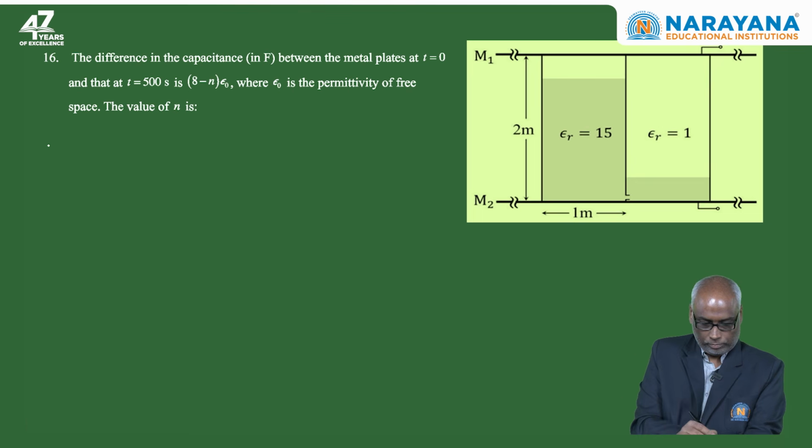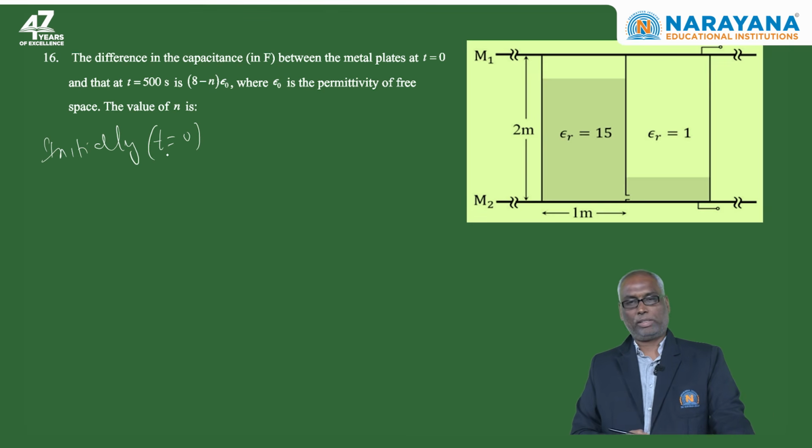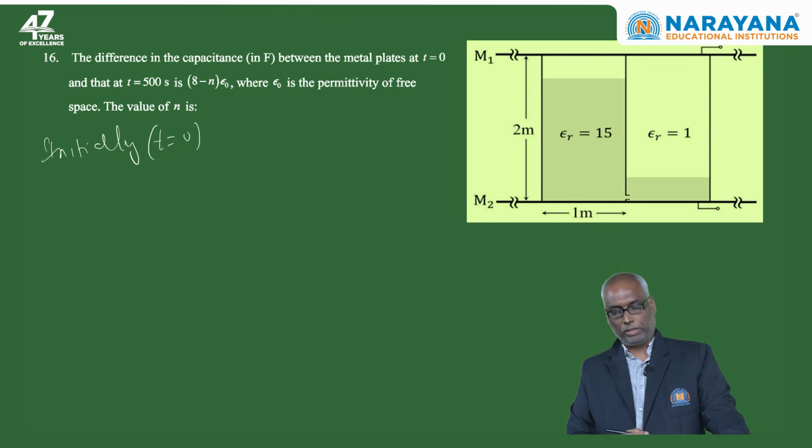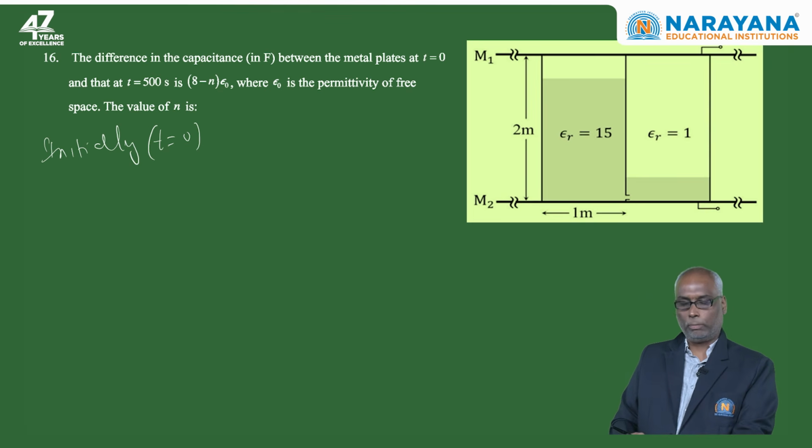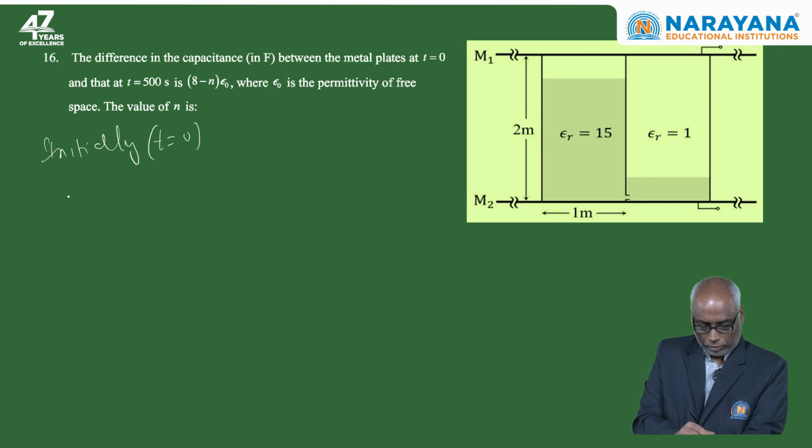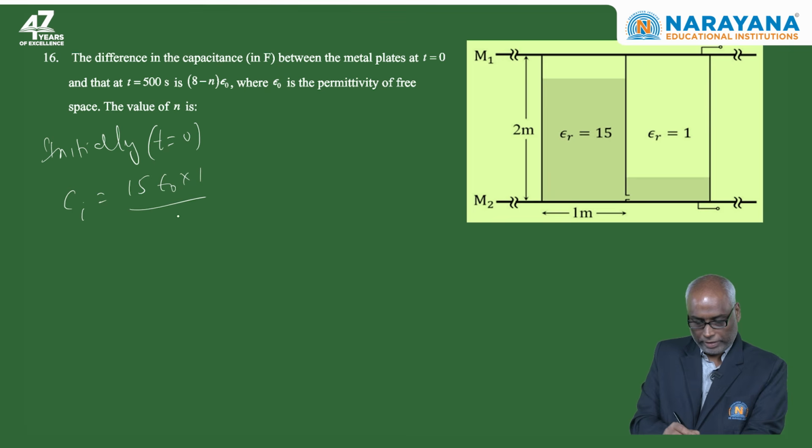So, initially, the meaning of initially is at time t equal to 0, the left chamber is completely filled with liquid and the right chamber is completely filled with air. So, between the two metallic plates, those two capacitances, if they are C1 and C2, are connected in parallel. So, the effective initial capacitance will be C equals the capacitance of the left portion, which is 15 (the dielectric constant) into epsilon naught, area is 1, divided by distance 2, plus the capacitance of the right chamber, which is filled with air. So, epsilon naught into area 1 divided by 2.